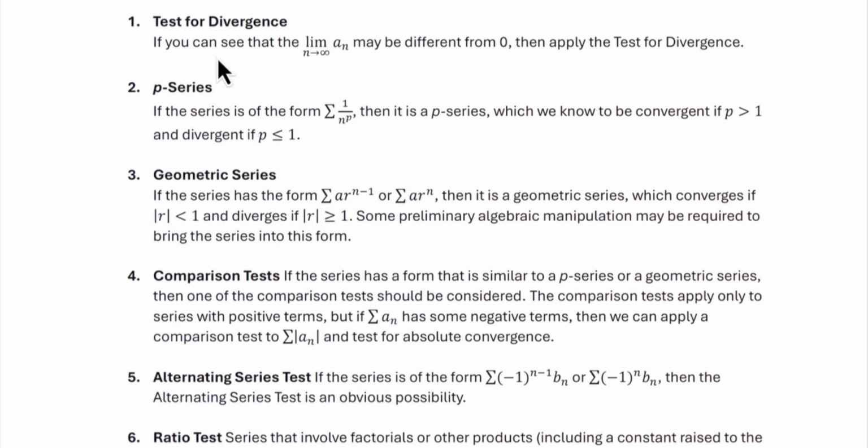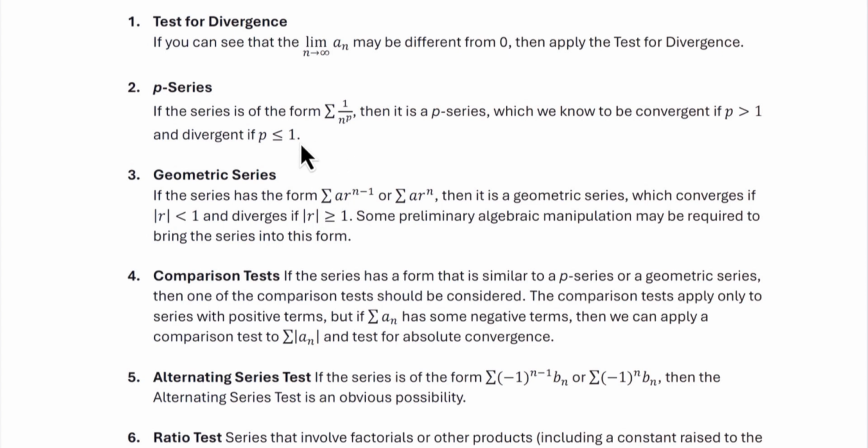First is the test for divergence. If we can somewhat clearly see that the limit as n approaches infinity of our sequence may be something other than 0, then we can apply the test for divergence. If we clearly have a p-series, that is 1 divided by n raised to the p, then the series will be convergent if p is greater than 1 and divergent if p is less than or equal to 1.